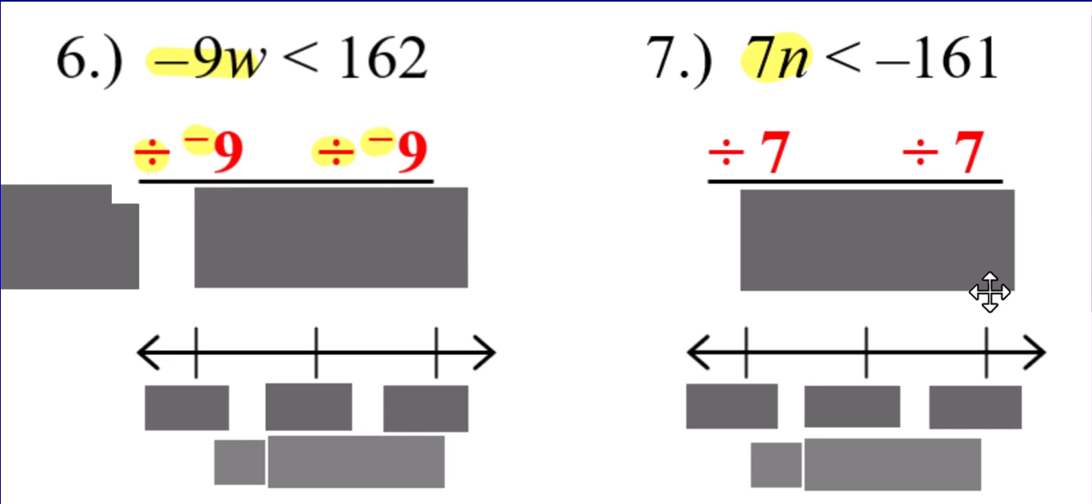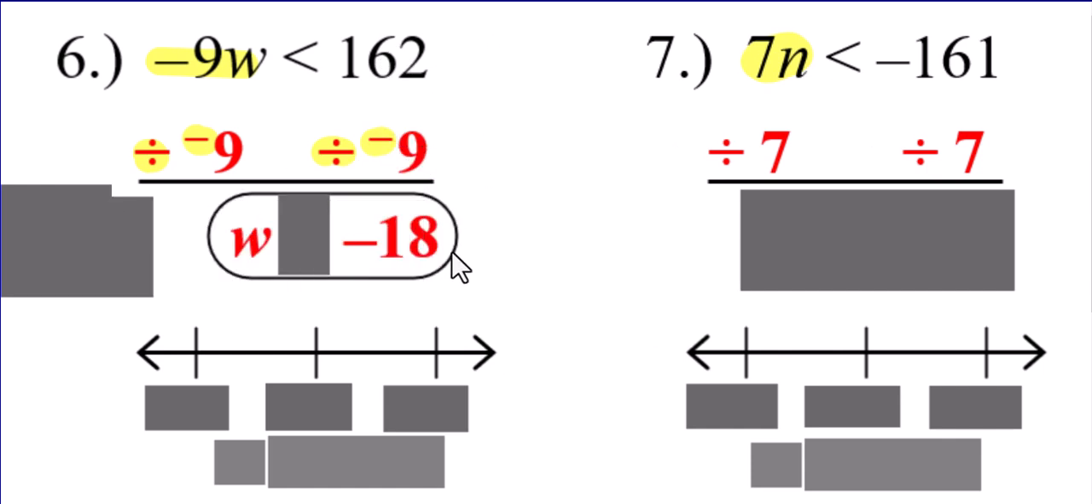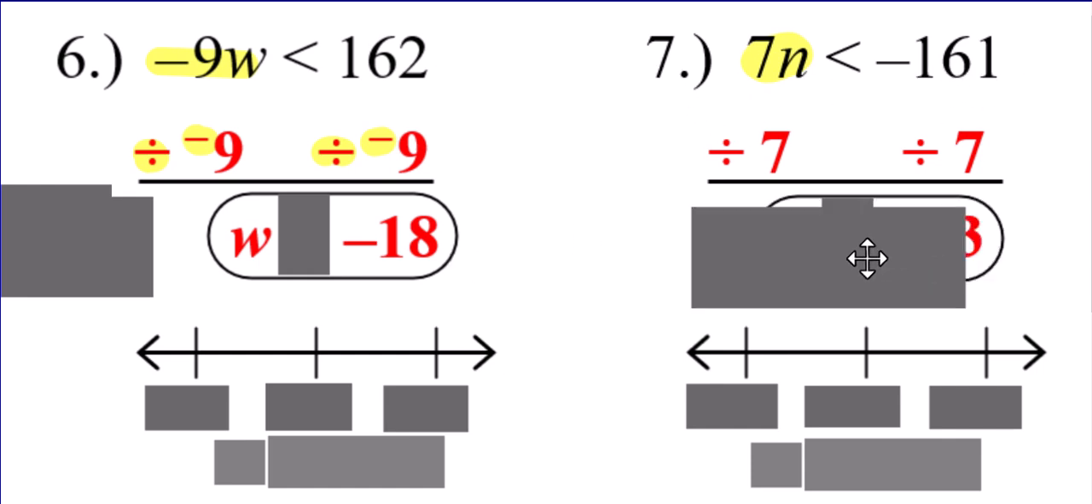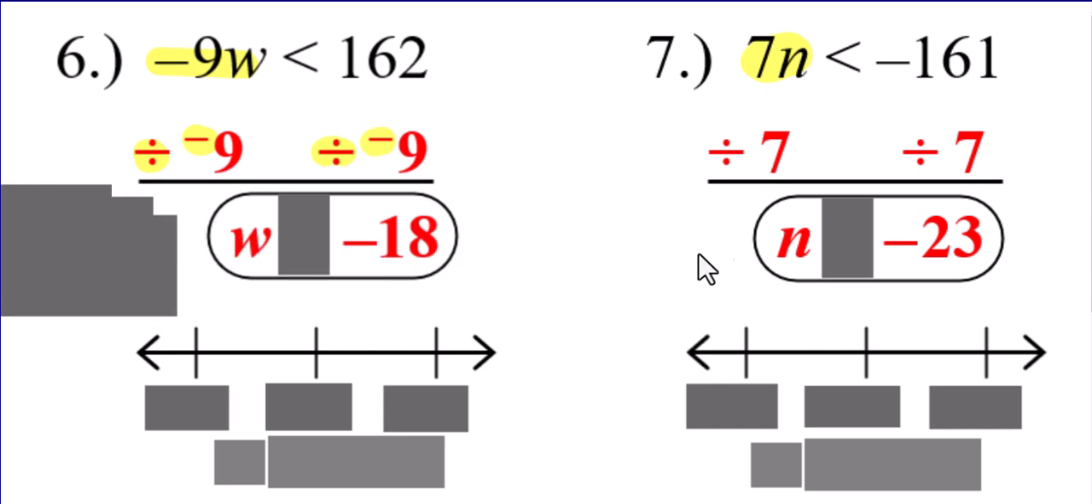And now let's finish these two problems. You can use a calculator. 162 divided by negative 9 will give you negative 18. On number 7, negative 161 divided by 7 gives you negative 23.